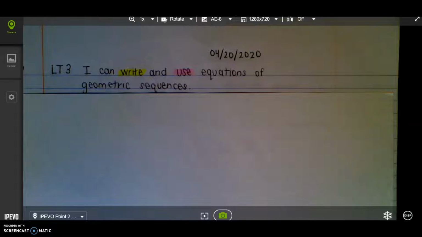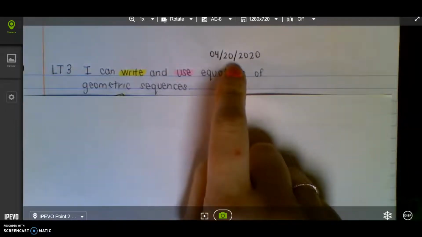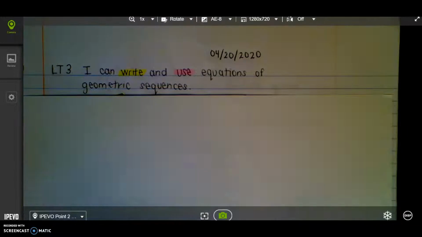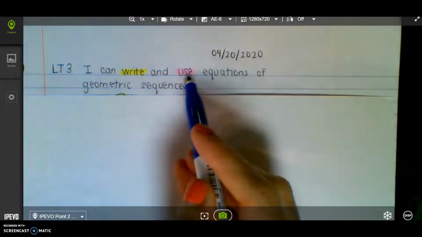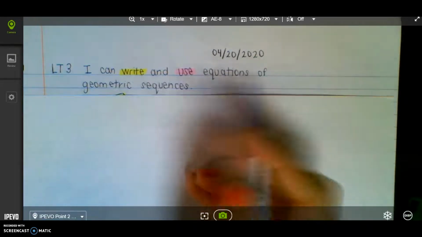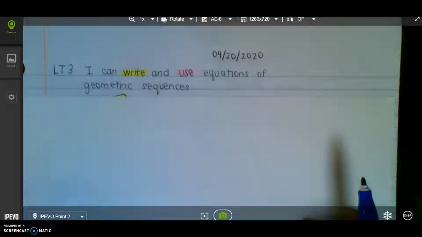Hey everyone, I'm going to teach you Learning Target 3 from Unit 8 Sequences and Series. Today's April 20th, 2020, or whatever day you're watching this video. Learning Target 3: I can write, that's part 1, and use, that's part 2, equations of geometric sequences.